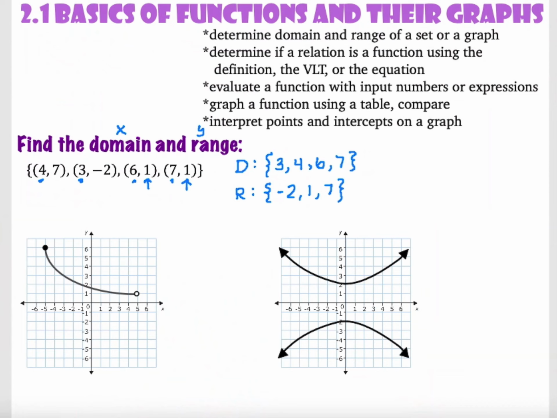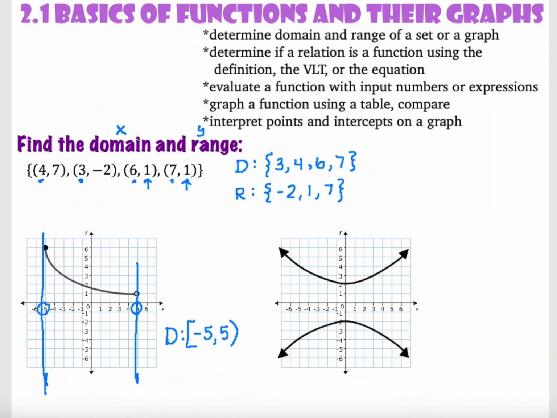For the graphs, this could be a little bit trickier, but again, thinking about domain, I like to think of it as sort of like, how wide is this? So this graph kind of goes width-wise from -5 to 5, right? And so for the domain for this one, I'm going to say it goes from -5 to 5. And that closed circle means I'm including the -5, open circle for the 5.